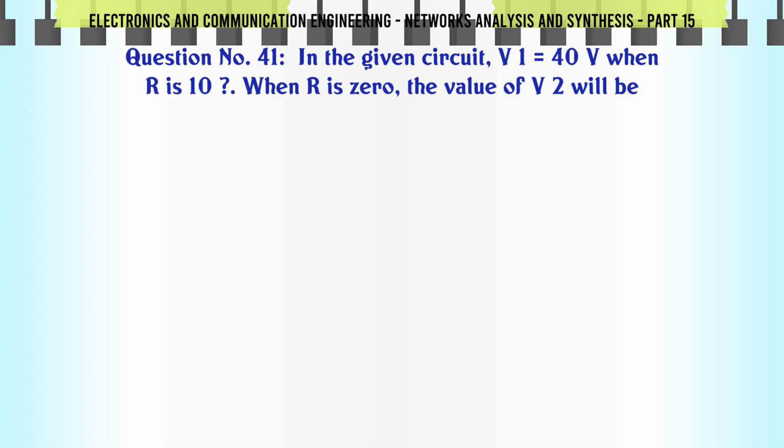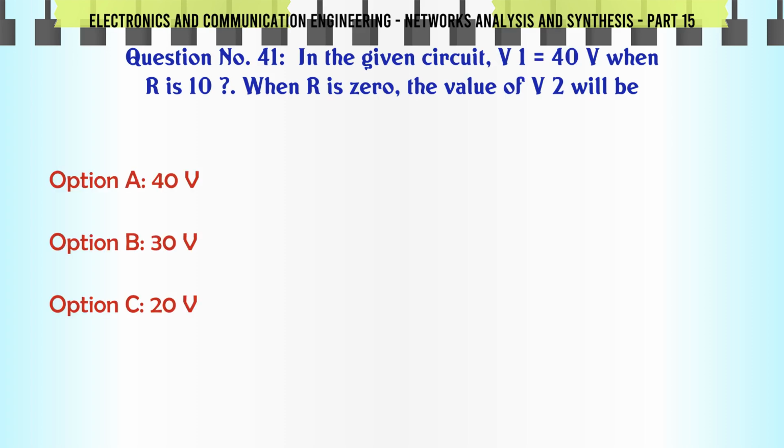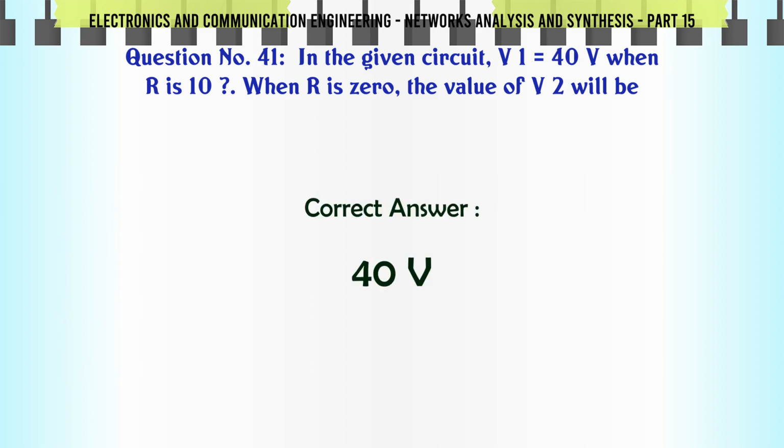In the given circuit V1 is 40 V, when R is 10, when R is 0, the value of V2 will be A. 40 V, B. 30 V, C. 20 V, D. 10 V. The correct answer is 40 V.